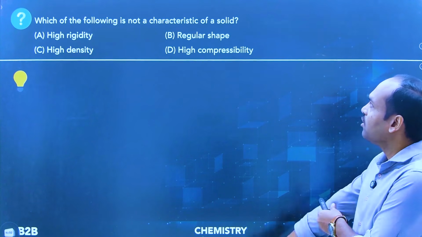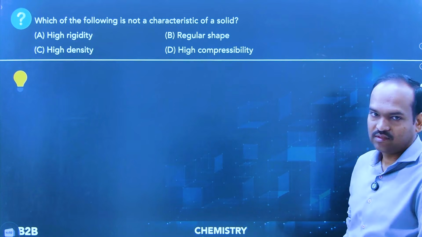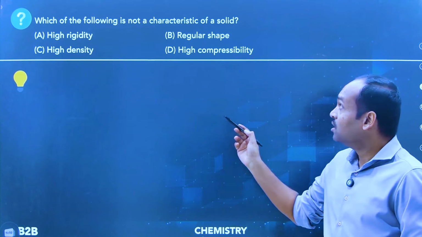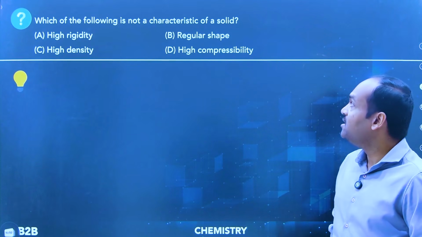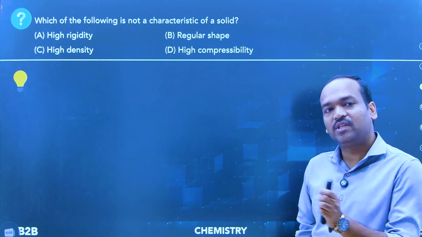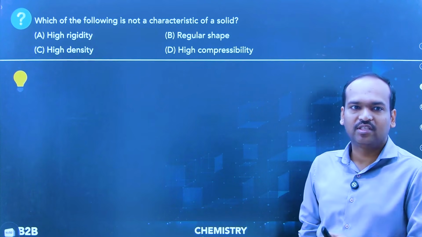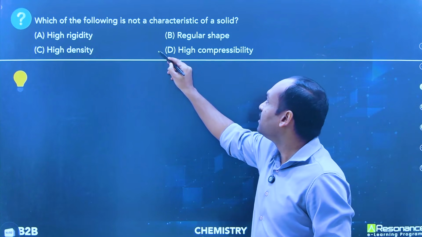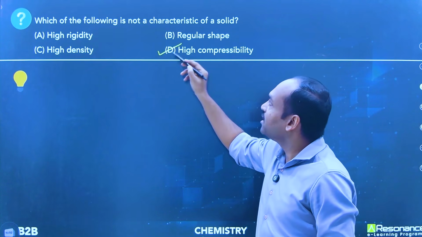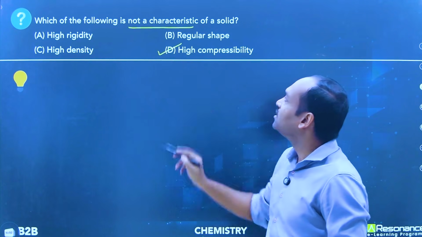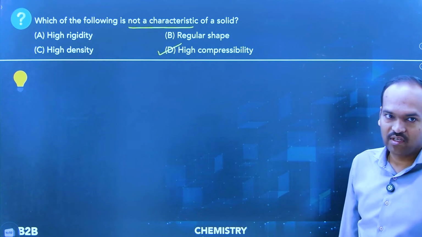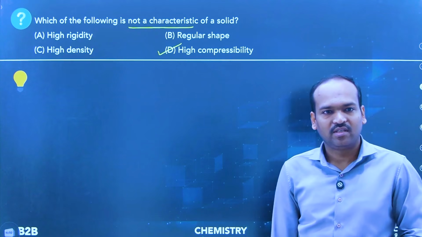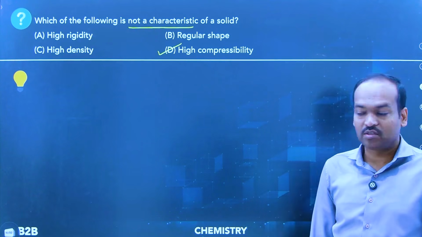Which of the following is not a characteristic of a solid? We discussed solids: high rigidity, regular shape, high density, but negligible compressibility. Okay, so they are asking which is not a characteristic, so we will go for high compressibility. Which state of matter shows high compressibility? These are gases. Gases show high compressibility.